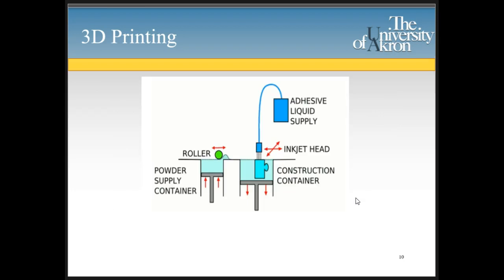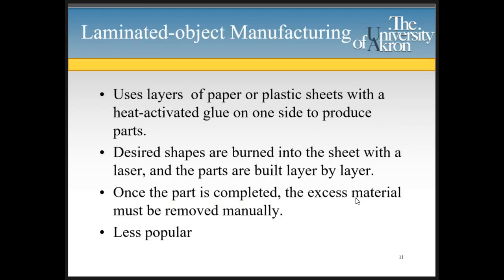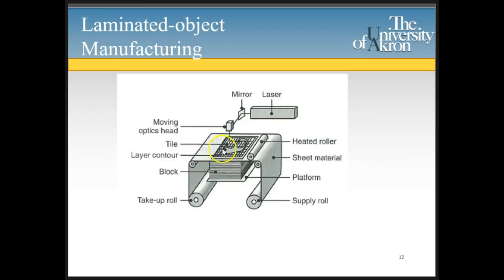Next, we're going to talk about laminated object manufacturing. So laminated object, basically you're going to cut out paper or plastic sheets, and then you're going to glue them together, literally glue the shapes together. Not all that popular. This is kind of the idea. So we're using a head to burn things out, and then these are sticking together.